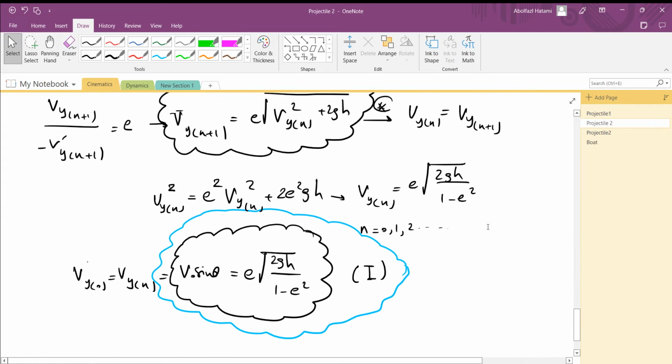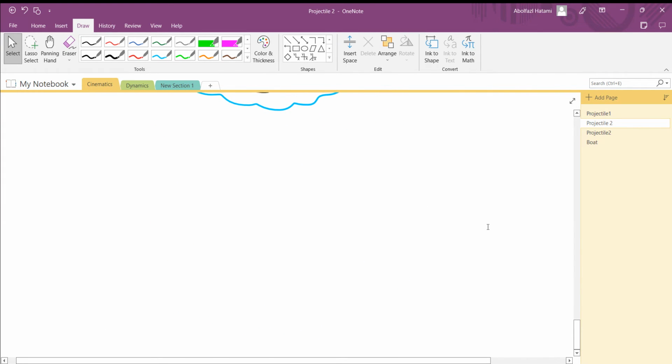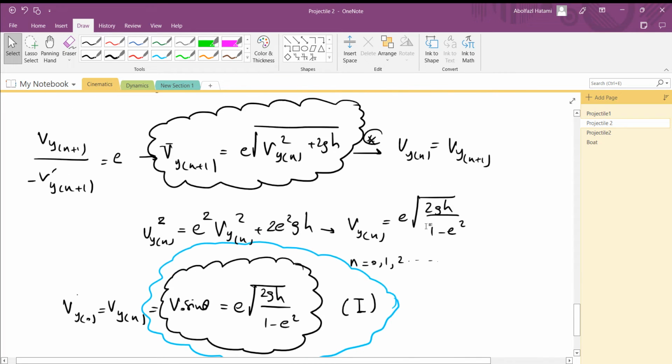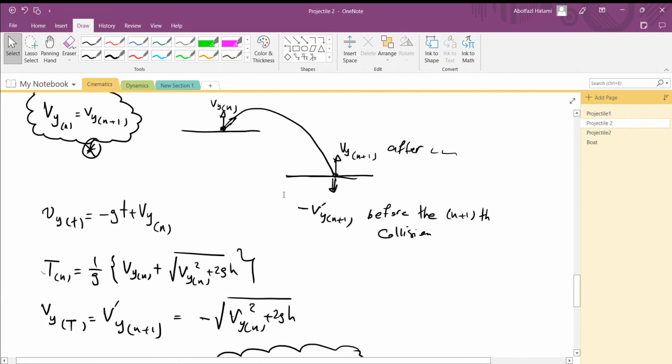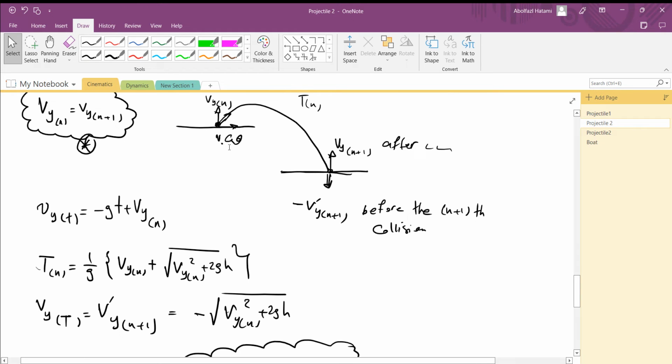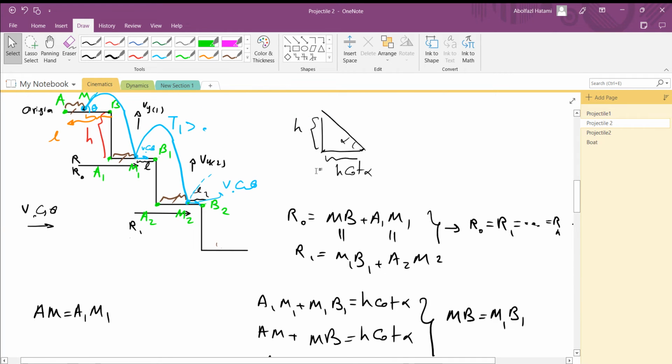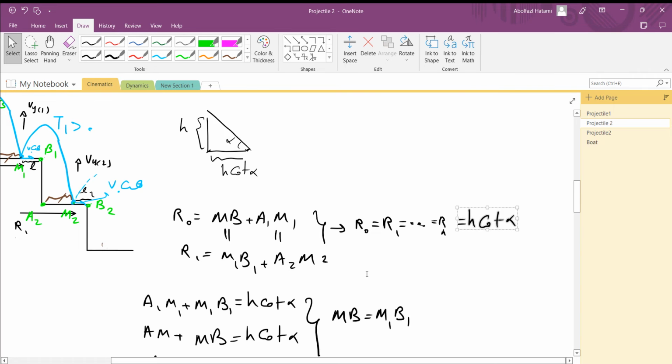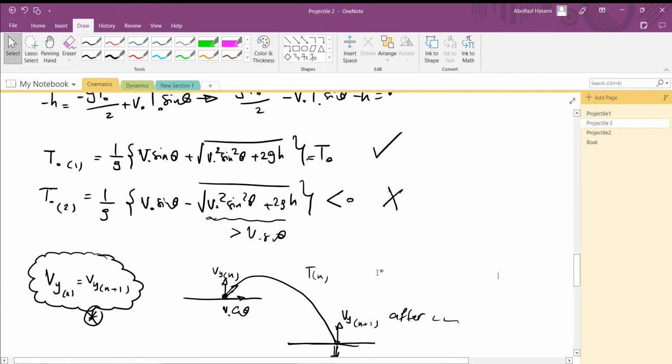And what is our movement in the x direction, for example, after the nth collision? Here we have the nth collision, and we have V0 cosine of theta on this side, because I said that our velocity in the x direction is constant in the whole problem. And we know the time tn, so V0 cosine theta times tn is going to be this length, which we understood is equal to h cotangent of alpha. So let me write the equation.